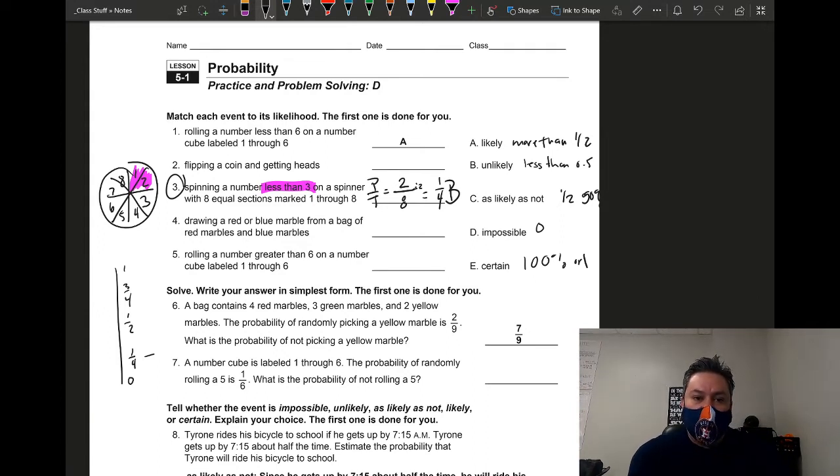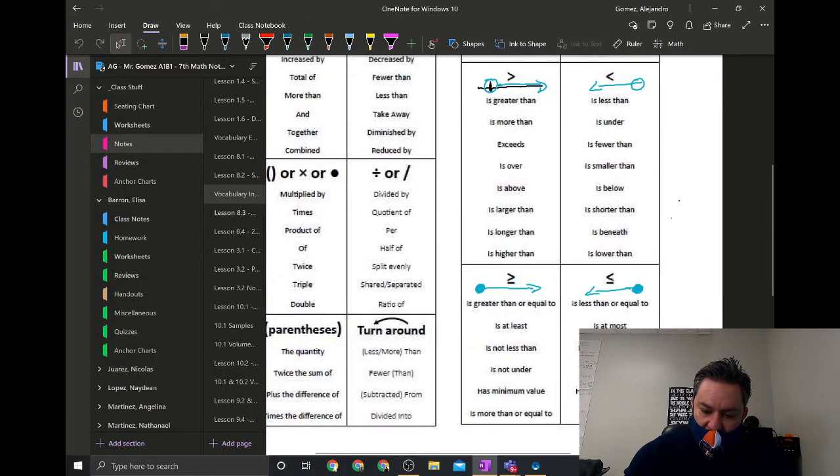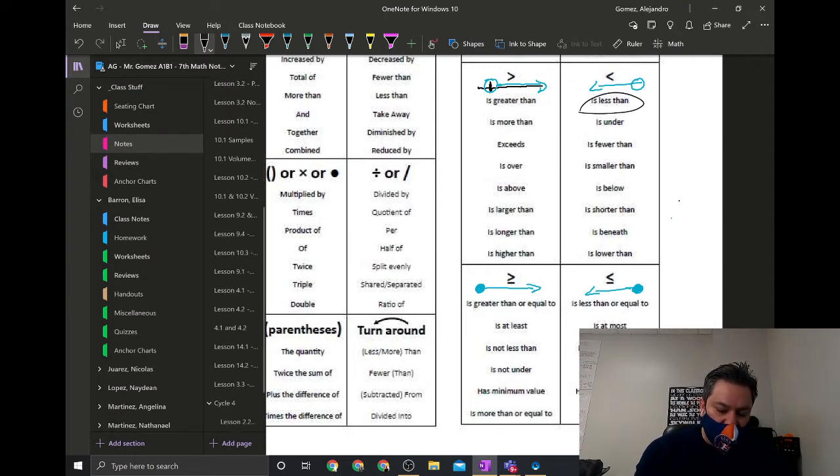So you gotta be paying attention to those vocabulary words that we learned when we talked about, let's see if I can pull this out. This one's right here. Inequalities, it said less than. Less than, that means that the 3 is not included. And you all have this vocabulary at your hands. However, you cannot use the vocabulary during tests. So make sure you know what those words mean.